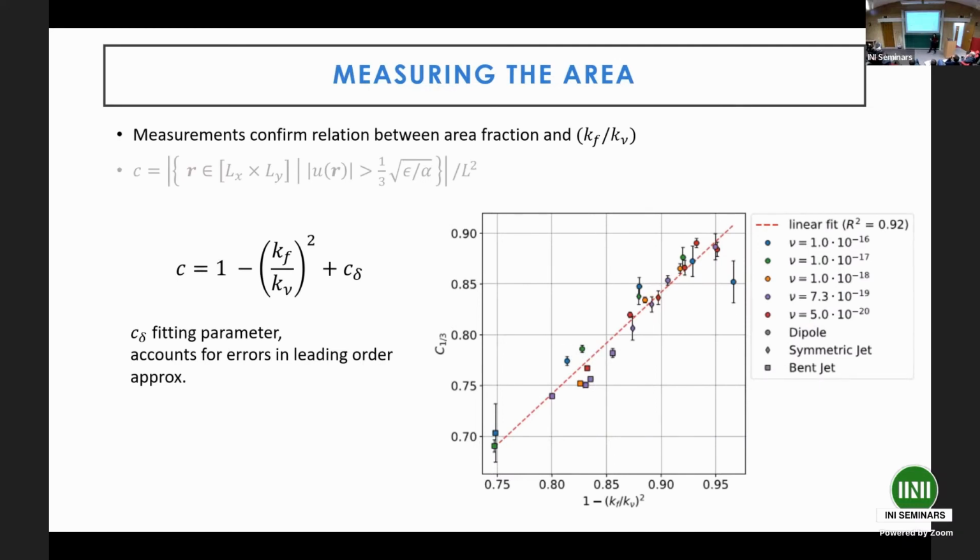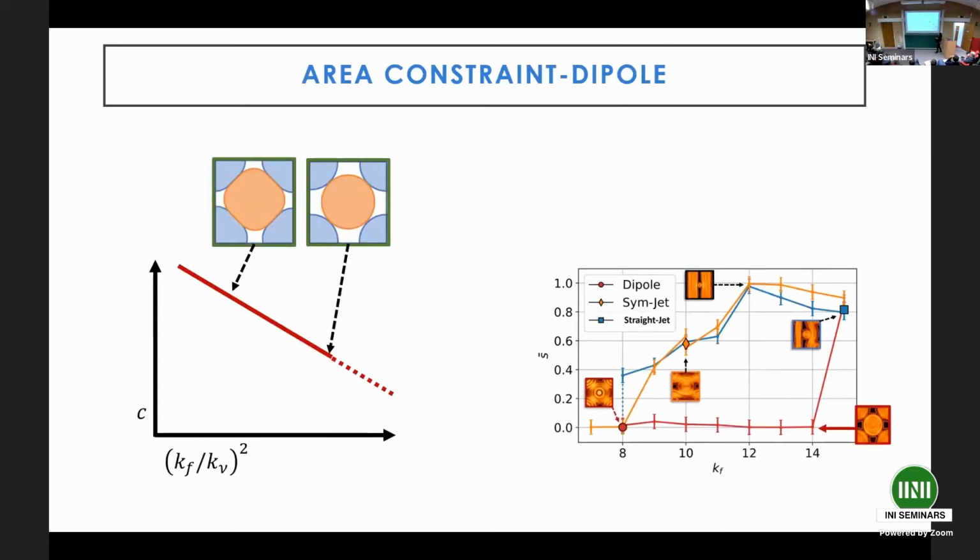Okay, and if we believe this, then we can try and explain why we get a transition from the dipole to the jet. What this relation is telling us is that if we look at the area of the condensate as a function of Kf over K nu squared, as they increase, the area of the condensate should decrease. At some point, I'll reach the point where these two vortices are exactly touching, and if I increase it more, they should not be touching anymore. That sort of contradicts the mantra that we have, which is that the flow should form on the largest available scale in the box.